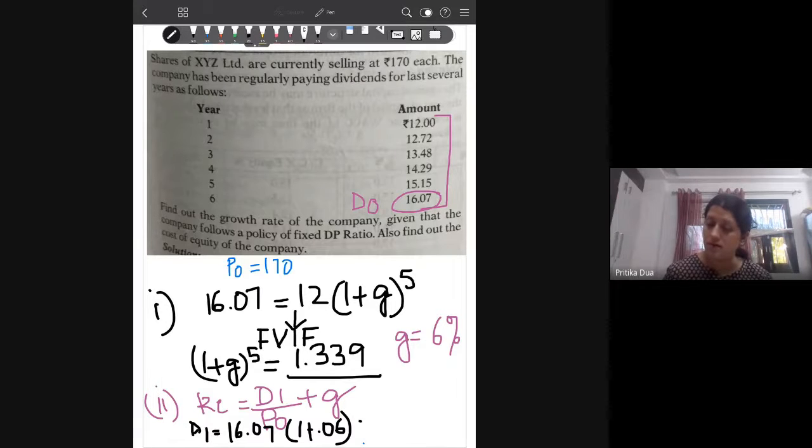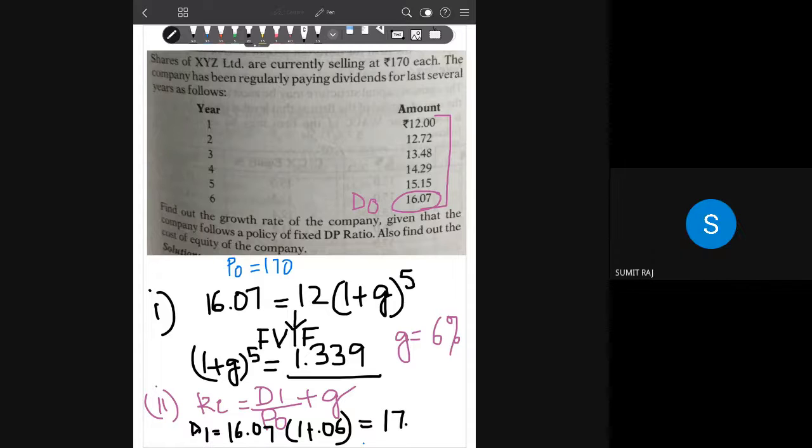Now see how much is the value coming to. Ma'am, could you repeat? I lost my connection for a second.